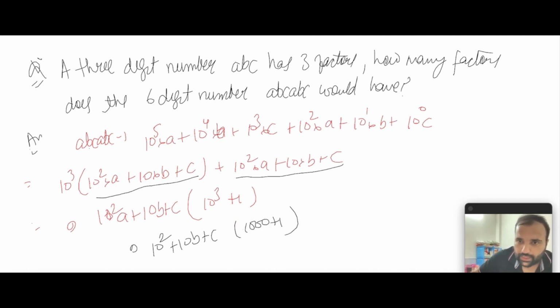You get it? Now let's go back to the question. It says a 3-digit number ABC has 3 factors. I'll just bifurcate it. Now it says ABC has 3 factors.